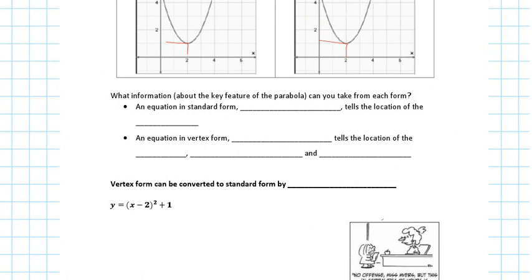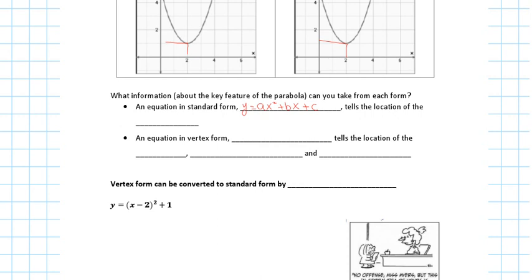So the general form of the standard form is y equals ax squared plus bx plus c, where a, b, and c are numbers, where a cannot equal 0, by the way. Because the minute that a becomes 0, then I'm going to end up with a linear. So a cannot be 0. A has to be a number other than 0. A, b, and c are numbers.